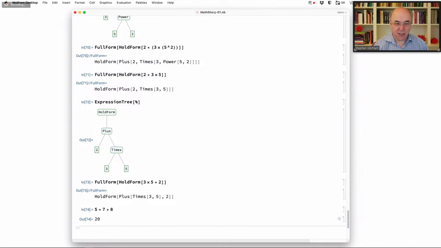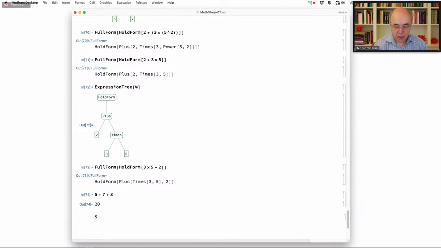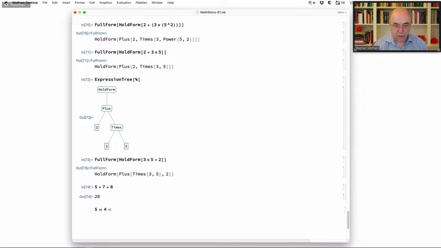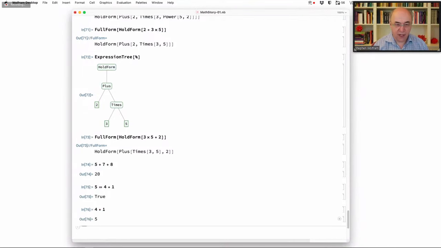Let's talk about algebra for a second. One of the things we might say is, we could test, is 5 equal to 4 plus 1? And yeah, 5 is equal to 4 plus 1. We could work out what's 4 plus 1 and it's 5. And so we could say, let's test, is 4 plus 1 equal to 5? Great, it's equal to 5.